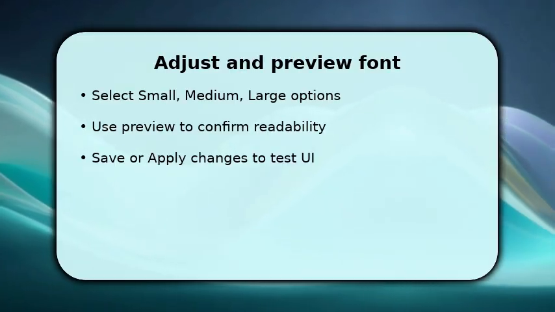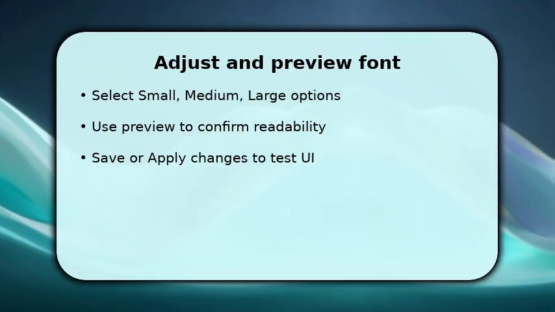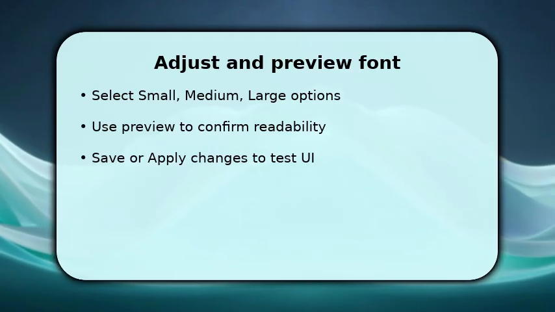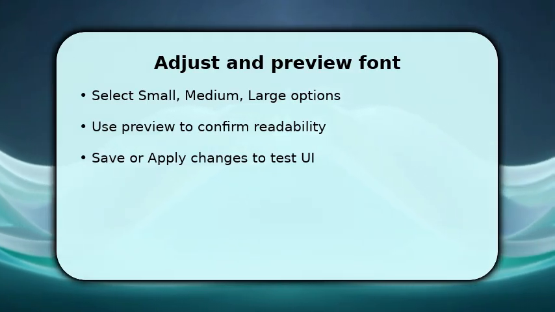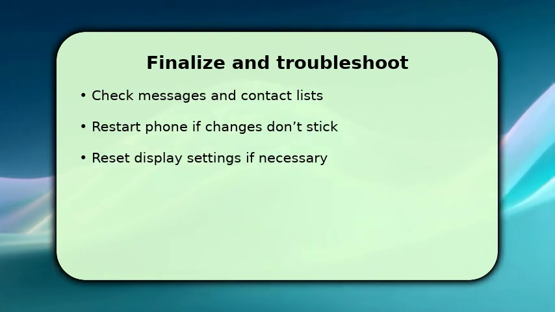If only partial text changes, adjust again or try the adjacent size to balance screen real estate and readability. After applying, check messages, contact lists, and home screens to confirm consistency. Some apps inherit system fonts while others use separate settings.